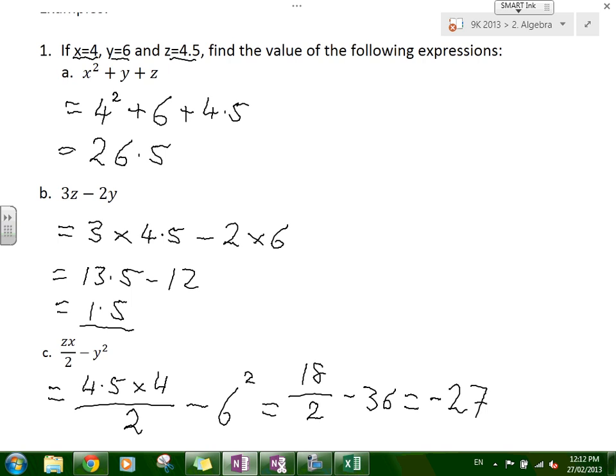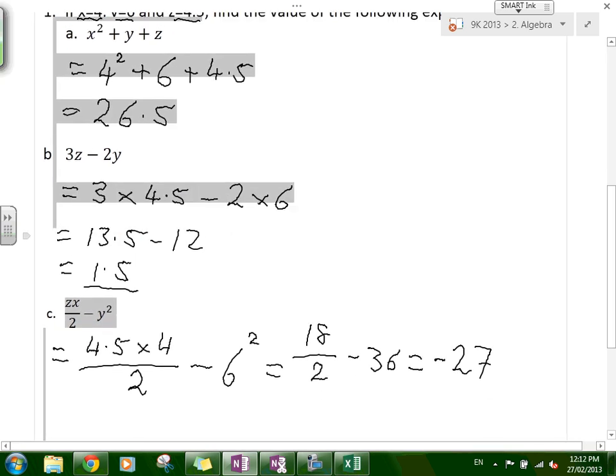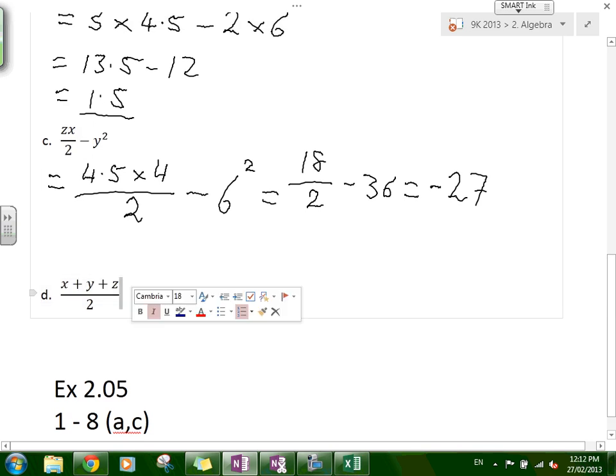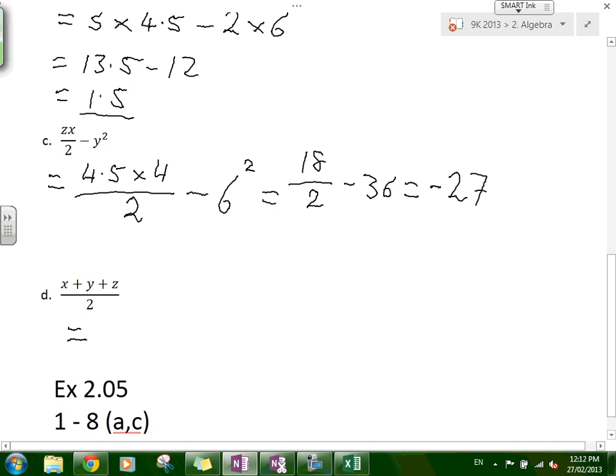The last one, I think, is one more that we could do. There's one more. x plus y plus z over 2. Right, so this one equals x plus y plus z. So x is what? 4. So it's 4 plus 6 plus 4.5. So we're finishing this now. Over 2. Okay, so that's 4 plus 6 is 10.